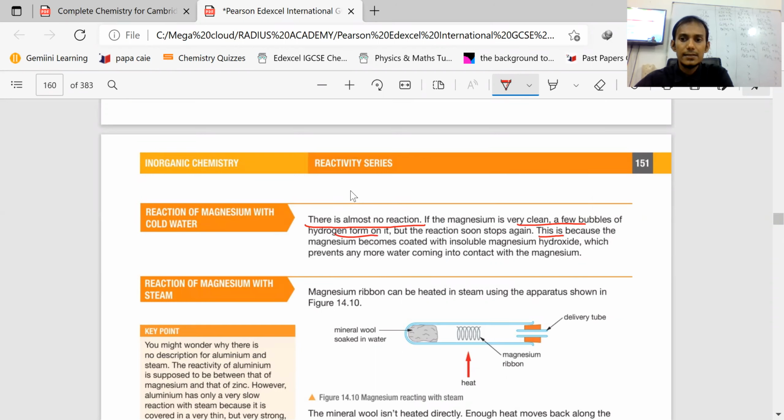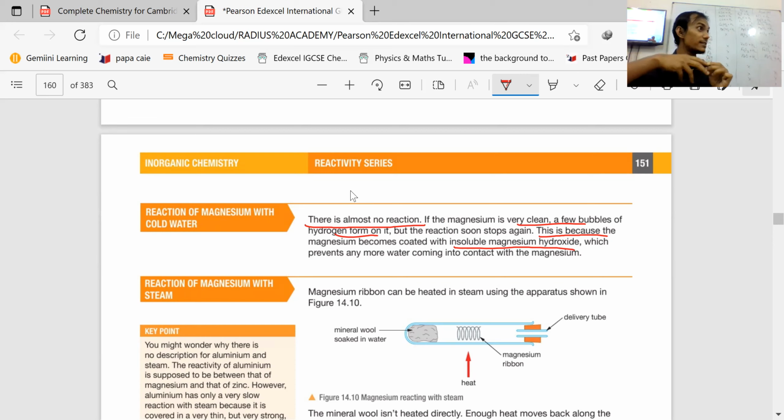Here a reason is given. This is because the magnesium becomes coated with insoluble magnesium hydroxide. That means the magnesium hydroxide that is forming is insoluble, and it coats the metal magnesium. So magnesium cannot come in contact with water further, and the reaction stops.